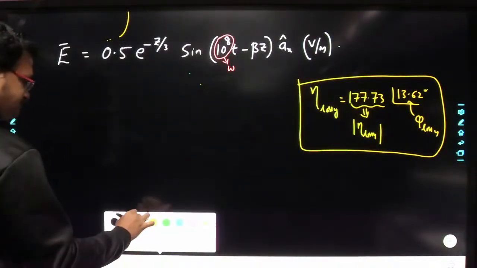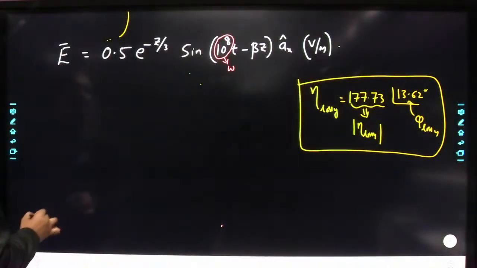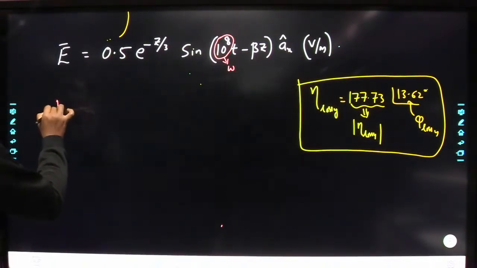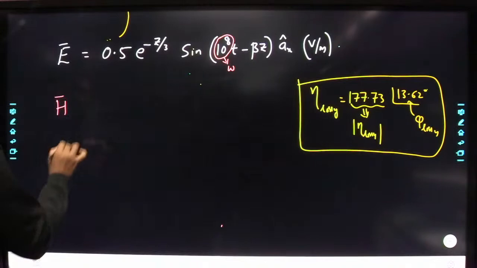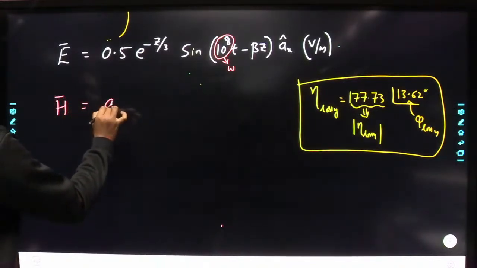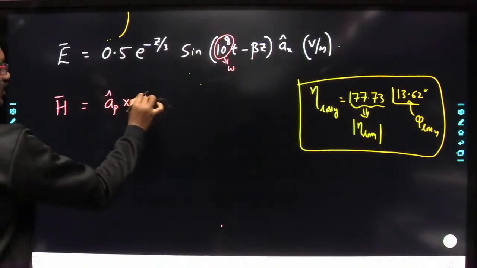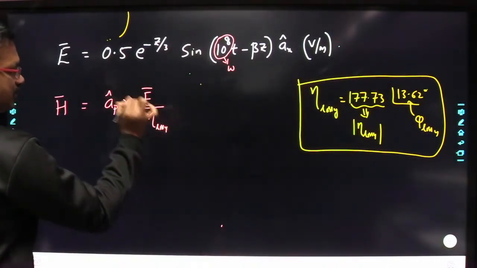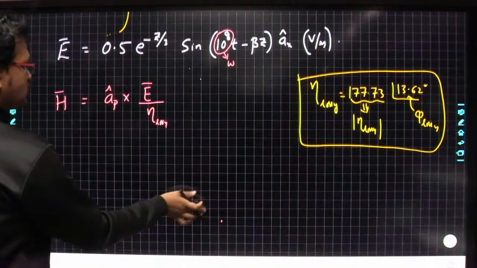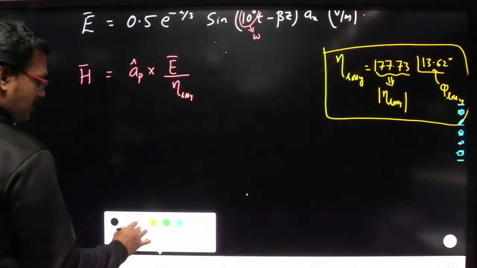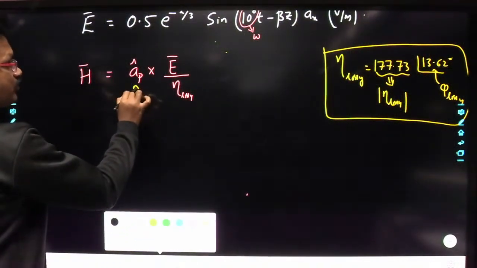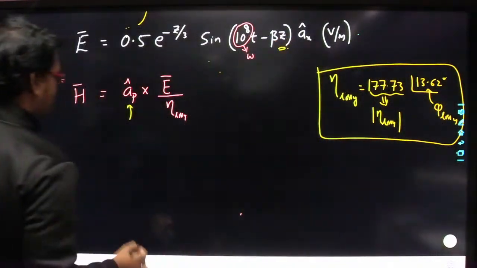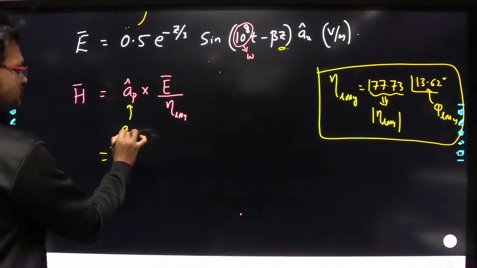So now they have given the electric field and are asking to determine the magnetic field. We know that if you want to determine the H field, H field is equal to AP cap cross E bar divided by eta lossy. Here AP cap represents the direction of wave propagation. The wave is propagating in the positive Z direction, so AP cap is nothing but AZ cap.